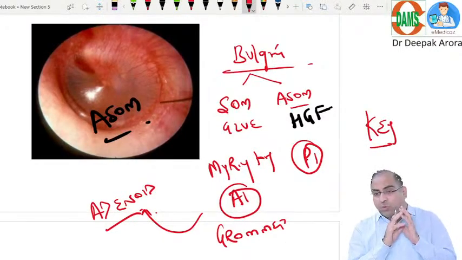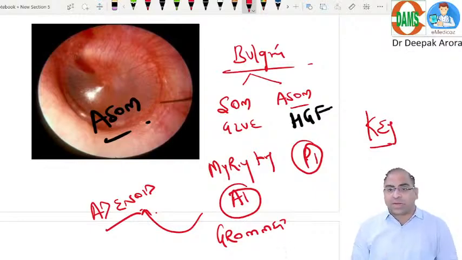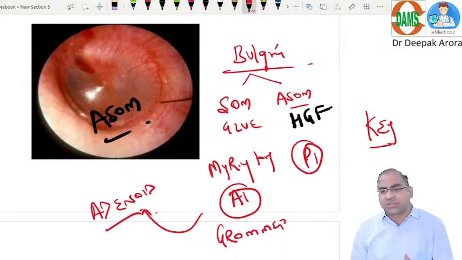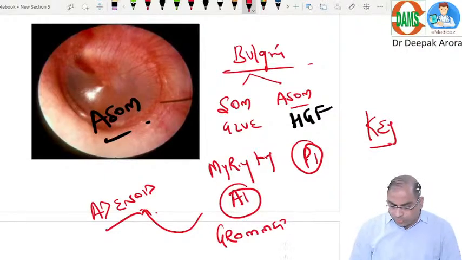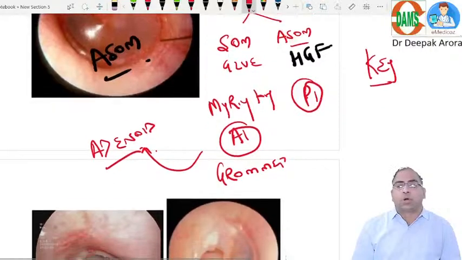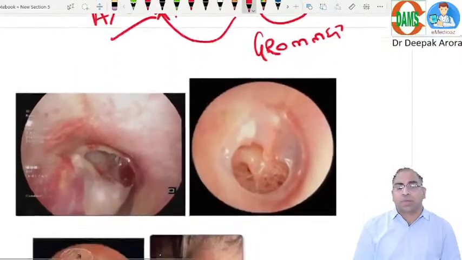This is not the time to go in the depth of the topic, beta. I will not waste my time. Just focus on the key word. Bulging tympanic membrane, cartwheel appearance seen, congested, high grade fever, ASOM. I will go for myringotomy. I'll be going for myringotomy. Clear? Coming to the next segment.